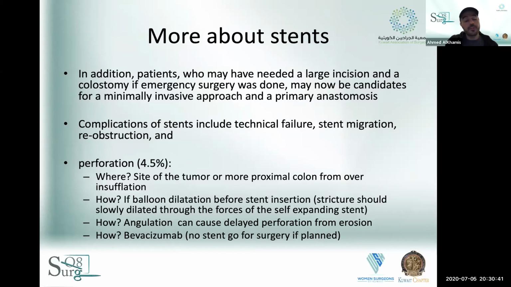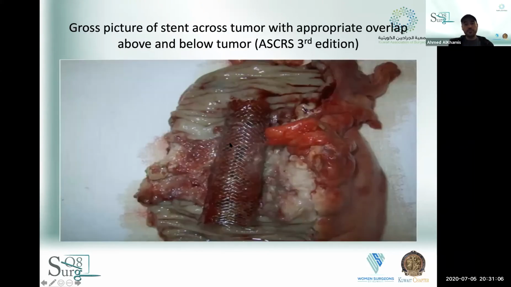How else can it happen? Sometimes when you have an angulation, so the flexures, unfortunately, are more difficult. And they tend, unfortunately, to have delayed perforation, because it happens not because of you pushing against the colon, it's because of erosion, because of chronic pressure. And as I said earlier, if you think the patient is going to take immunotherapy, just don't put the stent. It's known. It's going to perforate. So I don't know if you see, this is what you want. This is a perfect placement of the stent. This is the tumor in the middle, and then you have the proximal and distal ends beyond the tumor.